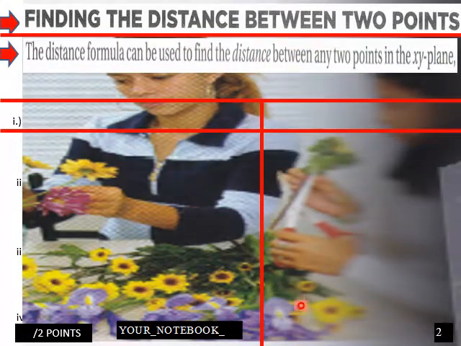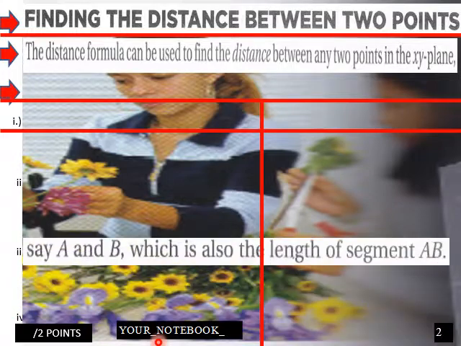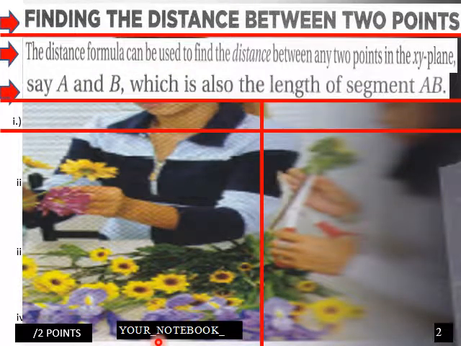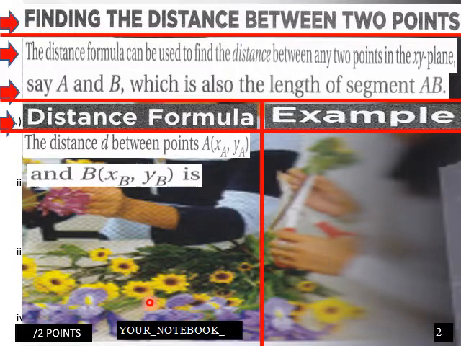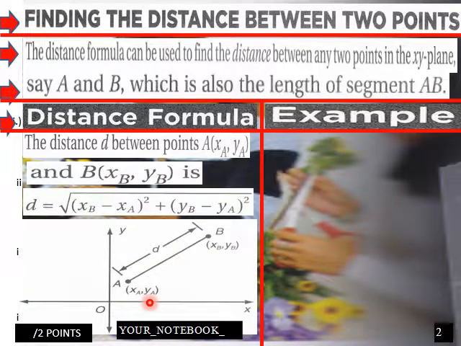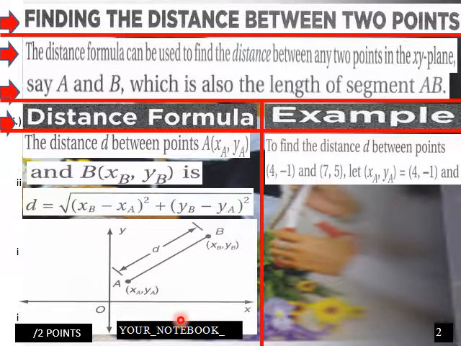So, finding the distance between points. The distance formula can be used to find the distance between any 2 points in the XY plane, say AB, which is also the length of the segment AB. Here's our distance formula: xb minus xa squared, plus yb minus ya squared. This is a schematic of what the values would be when you stick them into this formula for distance.